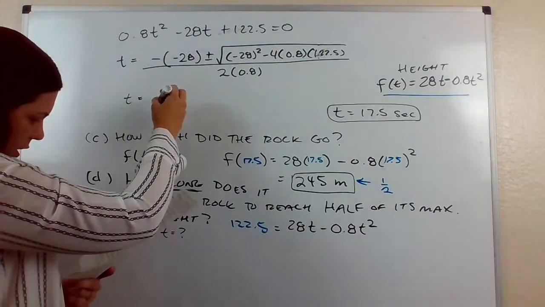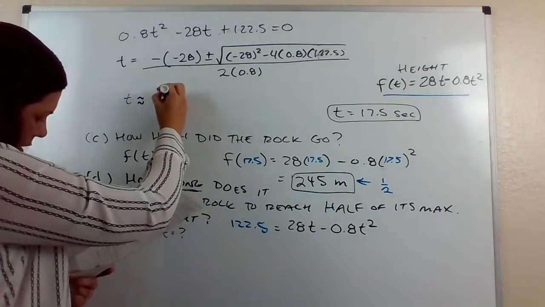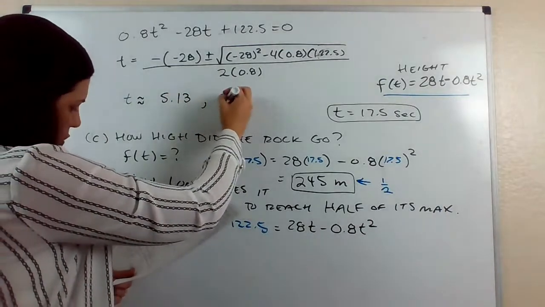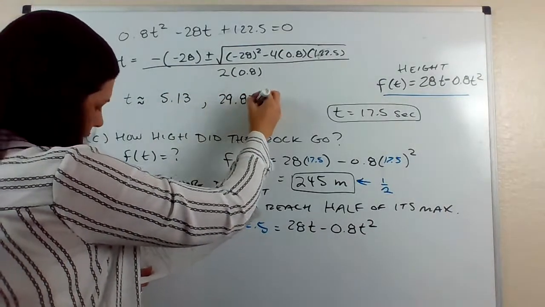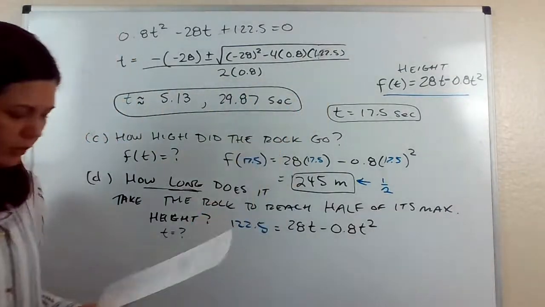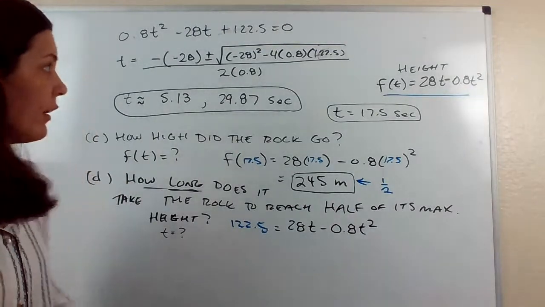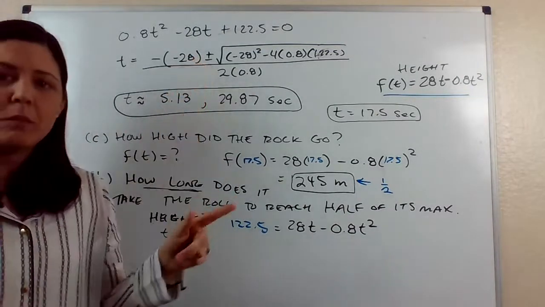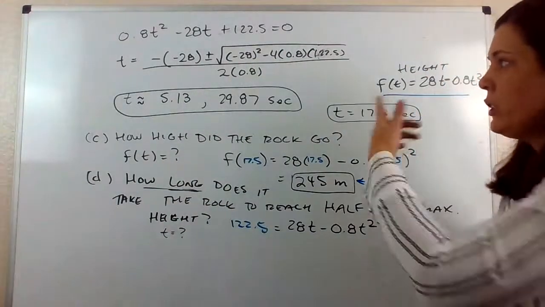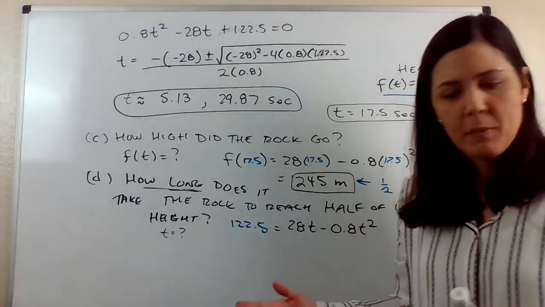T is approximately 5.13 and 29.87 seconds. All right, now let me see if you can understand this. Why were there two answers? I know, of course, because the formula has a plus and minus, so there's two answers that come out of the formula. But think about why this question had two answers. How long does it take the rock to reach half of its maximum height?